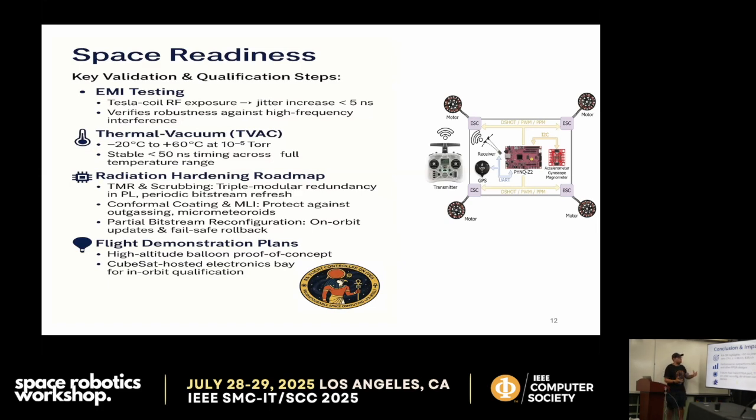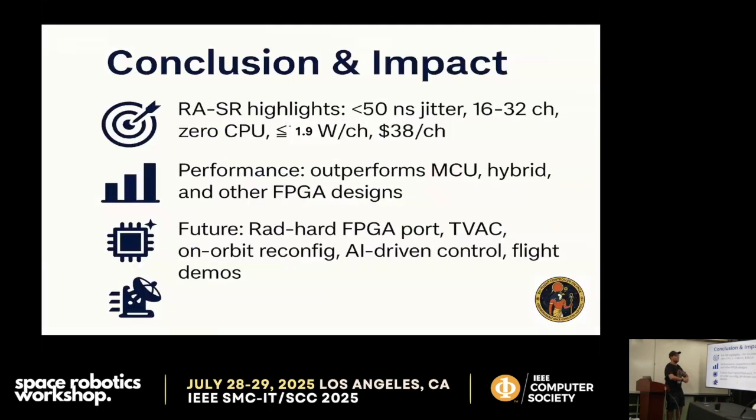Then let's jump to the conclusion and impact. RAW highlights: less than 50 nanosecond jitter, 16 to 32 channels for this board, zero CPU because we're not using a CPU, around 1.9 watts per channel, $38 per channel. The performance of our hybrid system between microcontroller and FPGA, we are getting better and better. Futuristic stuff: we're going to be using rad-hardened FPGA, TVAC, and that would be more fun, to try to burn something. I like burning stuff.